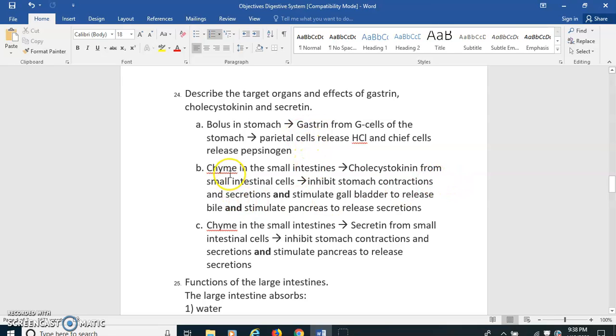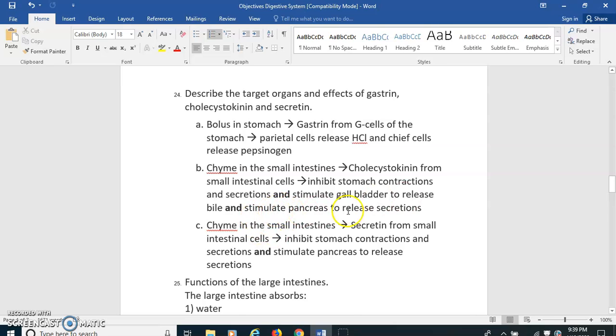And then once chyme enters the small intestines, remember we had receptors in there that detected the presence of chyme, or the acidic substances within there, or the proteins. That would cause the small intestinal cells to release cholecystokinin. We already talked about the role cholecystokinin plays in regulating the stomach: it's going to inhibit stomach contractions and stomach secretions. But what we didn't talk about was that cholecystokinin will stimulate our gallbladder to release bile, which makes sense. We want bile down there since there's chyme in the small intestines.